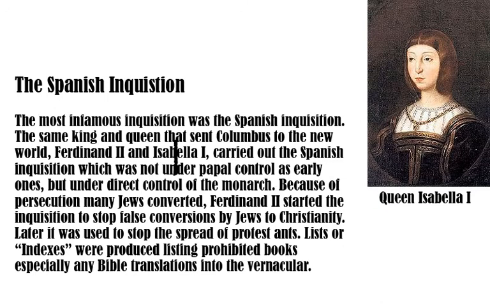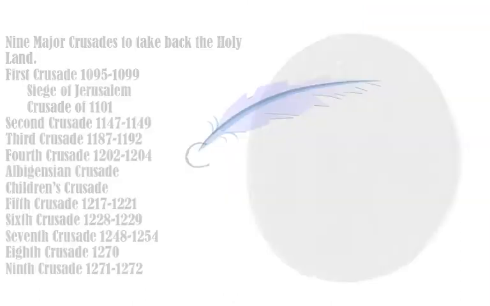The most famous Inquisition was the Spanish Inquisition. The same king and queen that sent Columbus to the New World, Ferdinand II and Isabel I, carried out the Spanish Inquisition, which was not under papal control as earlier ones, but under direct control of the monarch. Because of persecution, many Jews converted. Ferdinand II started the Inquisition to stop false conversion by Jews to Christianity. Later it was used to stop the spread of Protestants. Indexes were produced listing prohibited books, especially any Bible translations into the vernacular.